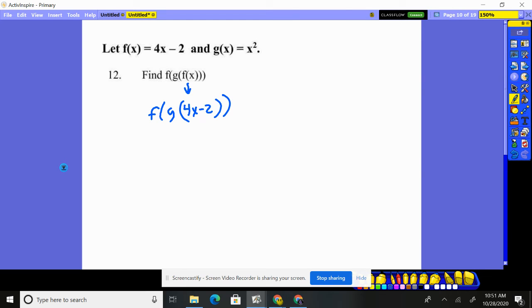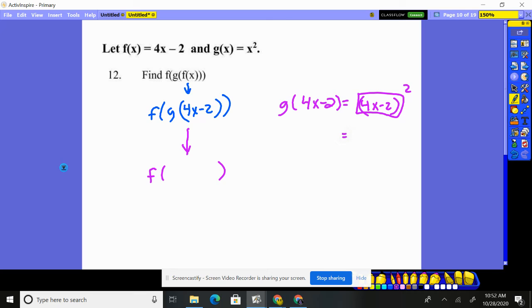So let's go ahead and evaluate. I'll do it in purple. Let's go ahead and evaluate g of 4x minus 2 and figure out what that is. And that'll give us the answer right here. And then we'll do f of whatever that is. So g of 4x minus 2. That means we go to the g function and plug in 4x minus 2. Well, it says to square whatever they give us. Well, we gave you 4x minus 2.